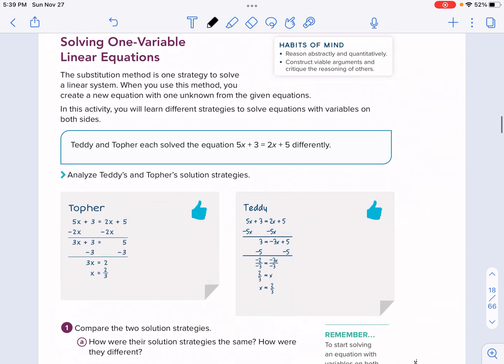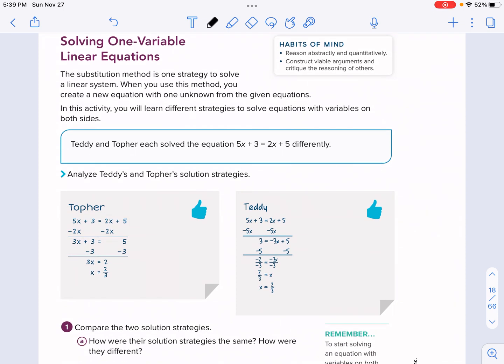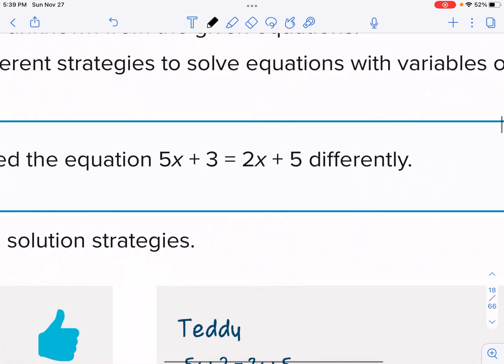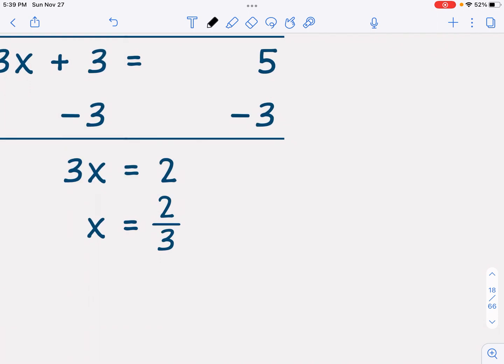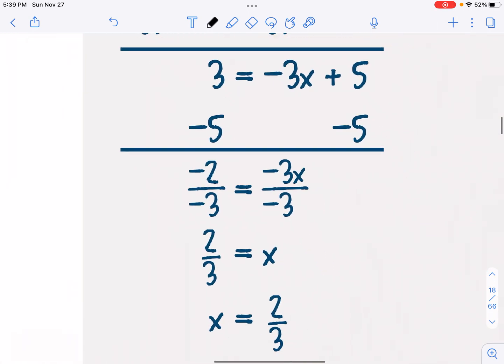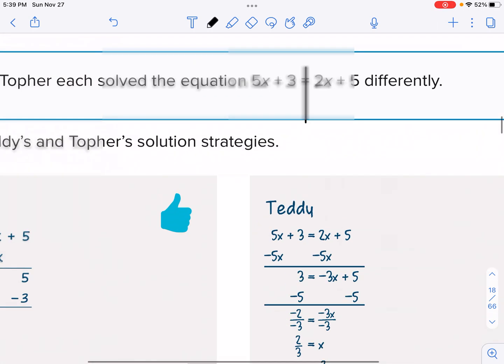Then here it says Teddy and Topher each solved the equation, this right here. Normally I put the line down the equal sign. 5x plus 3 equal to 2x plus 5. So they did it slightly differently. And you notice they did get the same answer of 2/3. Okay, we'll look at what they did differently.